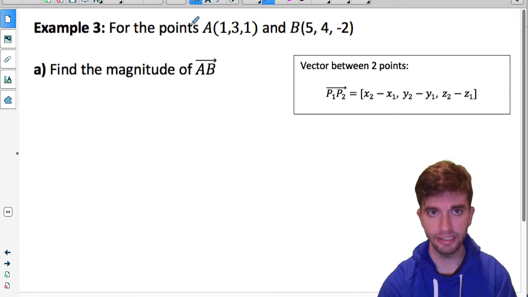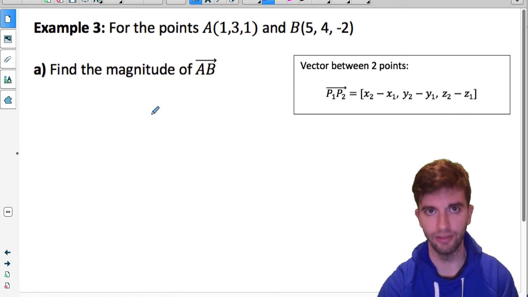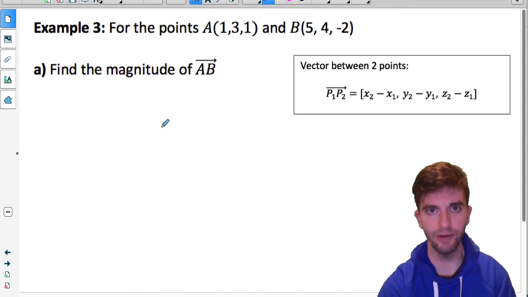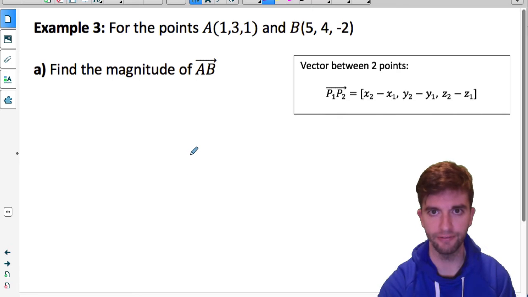Example 3, it gives me 2 points. Each point is in 3 dimensions. They both have an x, y, and z component. And part A asks us to find the magnitude of vector AB. So I first have to figure out how to write vector AB in component form as an algebraic vector.